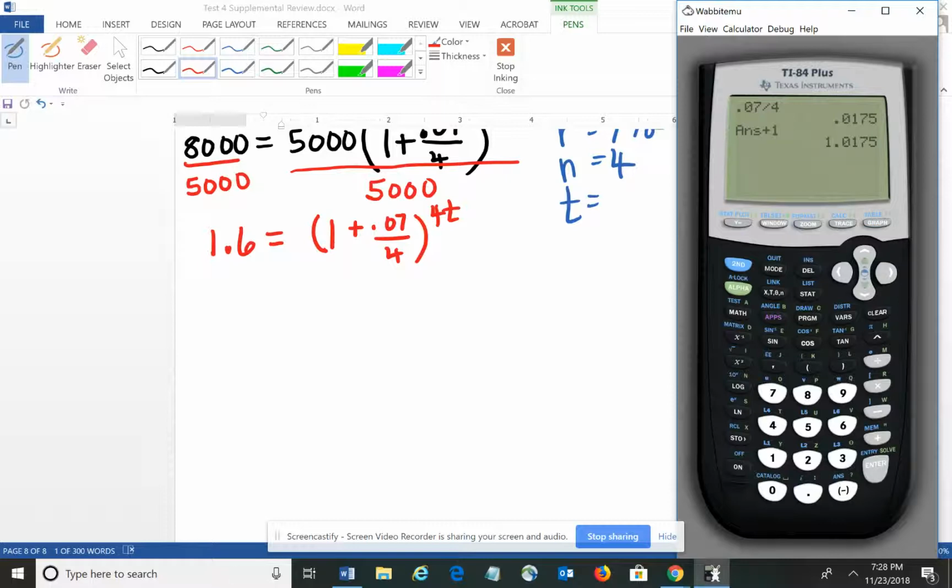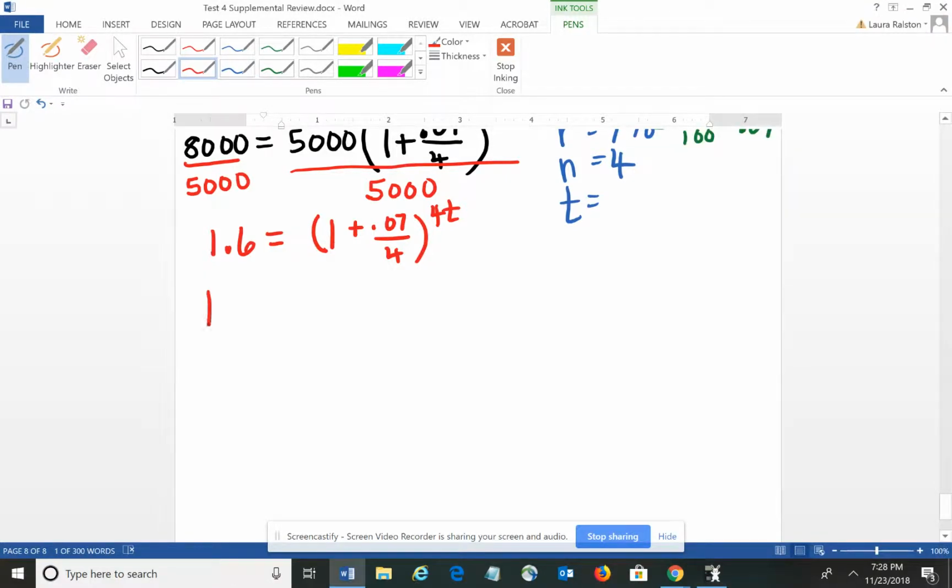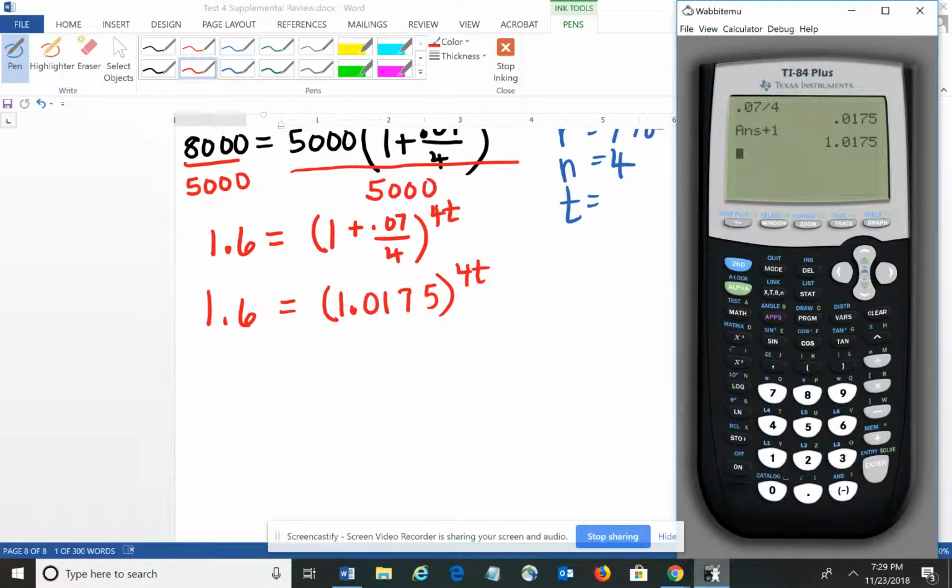Okay, so I have 1.0175. Okay, so we have, let's see, 1.6 equals 1.0175 to the 4t. Okay, I believe that was right. Let me double check my number. 1.0175. Okay, now we got the exponent, and so I need to kind of get rid of the exponent.